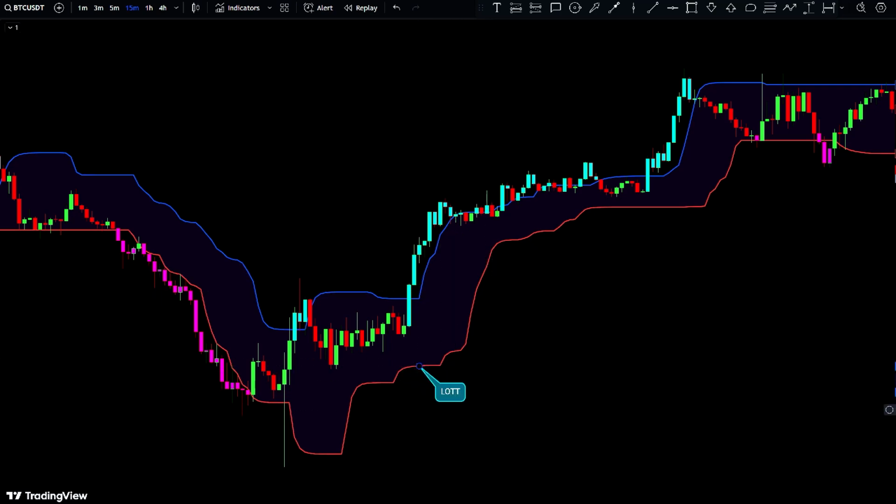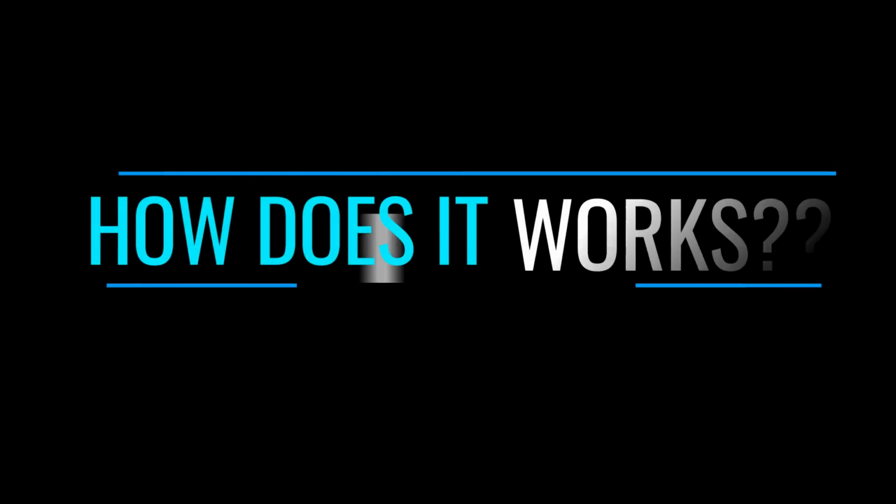Alright, so this version of HL OTT is pretty slick. It uses two lines, one tracking the highest price, we call it HOTT, and the other tracking the lowest, we call it LOTT. Think of it as a high-low combo, giving you a much clearer view of what's happening. So, how does it work?